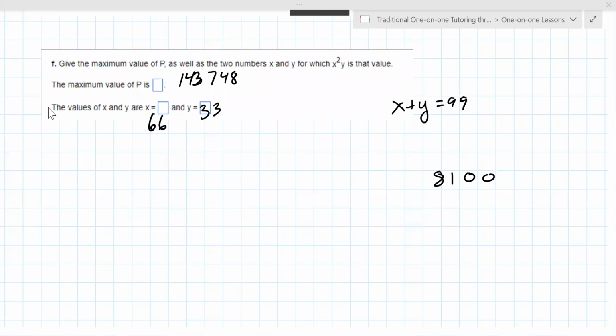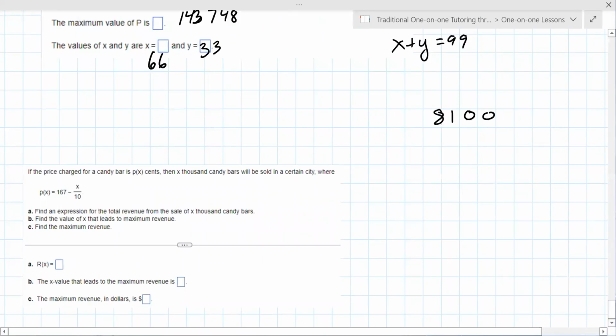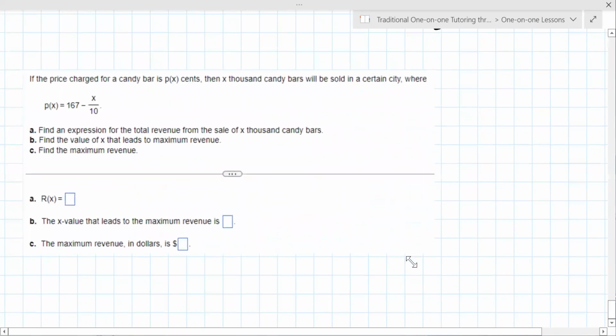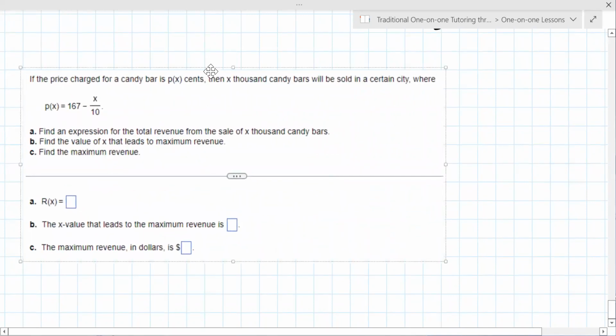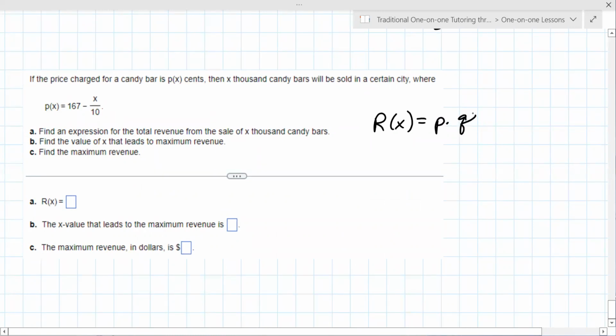On to the business calculus stuff here. All right, looks like we're up to number 12. The price charged for a candy bar is p(x) cents. That's important because we're probably going to do it in dollars. Maybe not. Okay, so part A is revenue. Revenue is price times quantity. Your x is your quantity, so you take your price function and you multiply it by x.